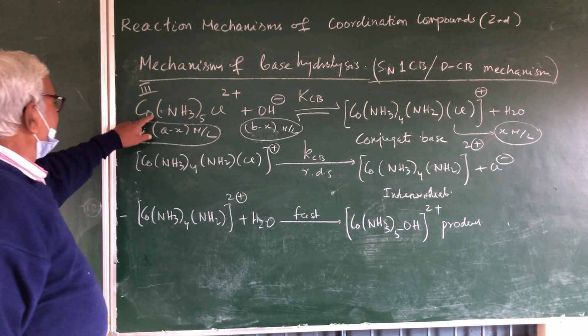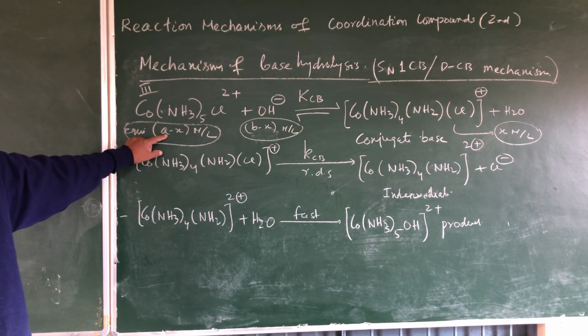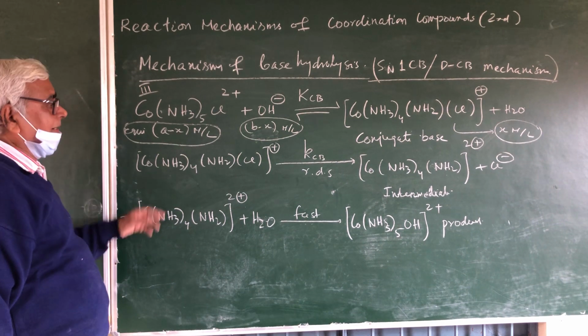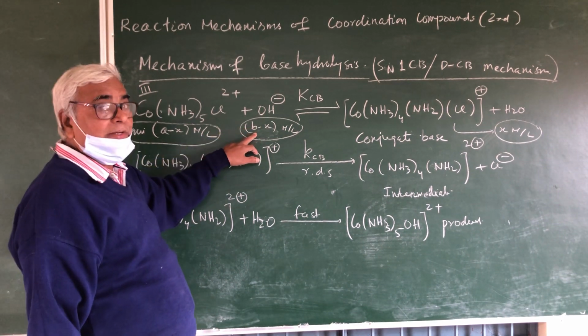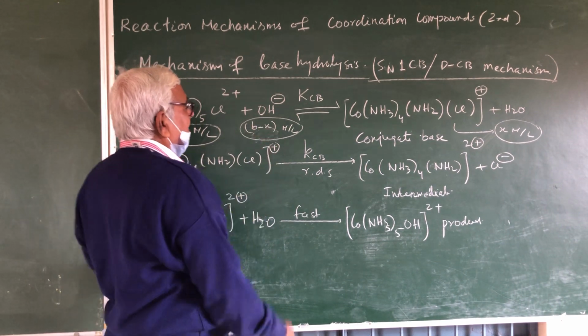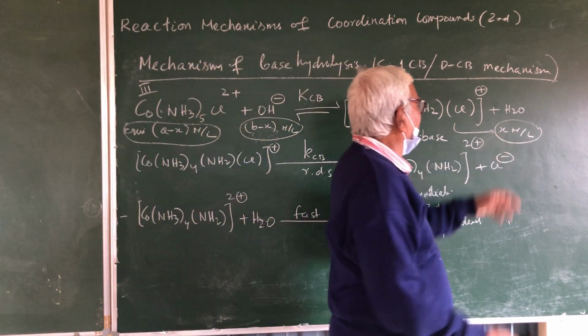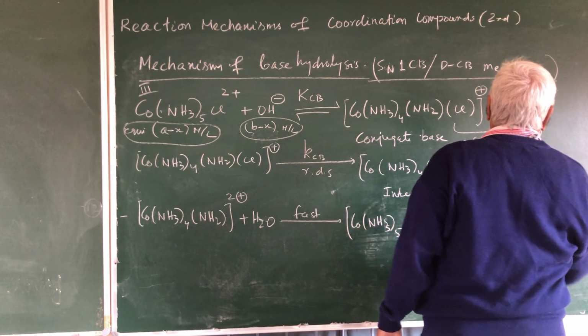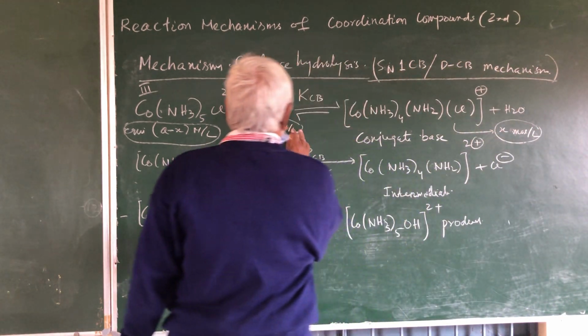At equilibrium, the initial concentration of the complex is A. So at equilibrium, we have A minus X mole per liter. This will be B minus X, B being the initial concentration of hydroxide. This will be B minus X mole per liter, and this will be X mole per liter. Better we write down mole, or there will be confusion.